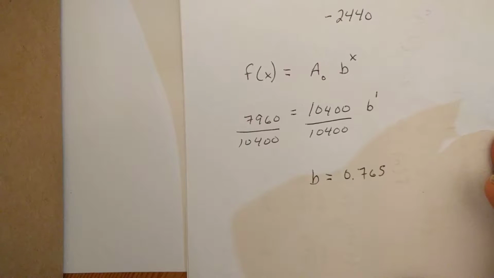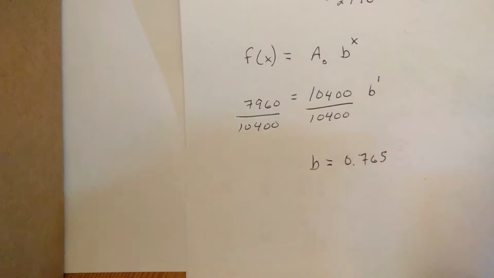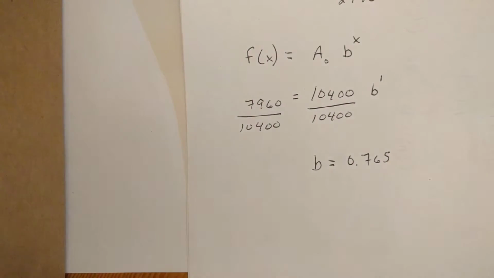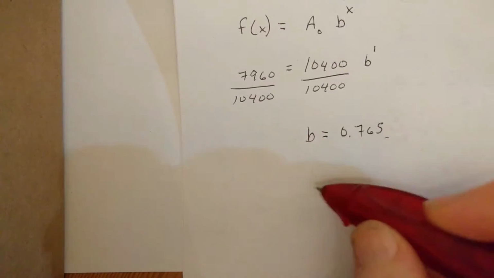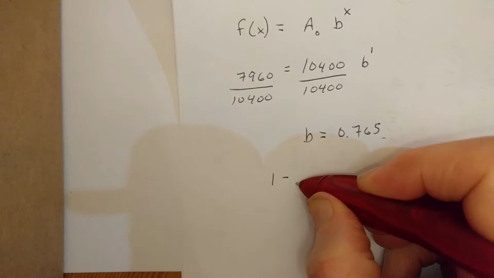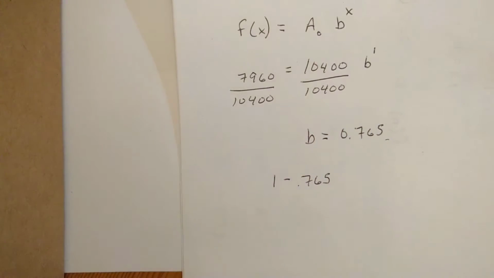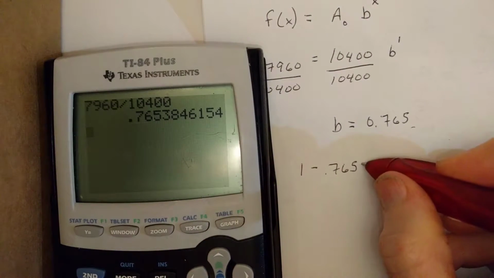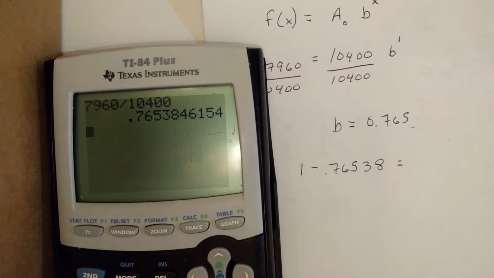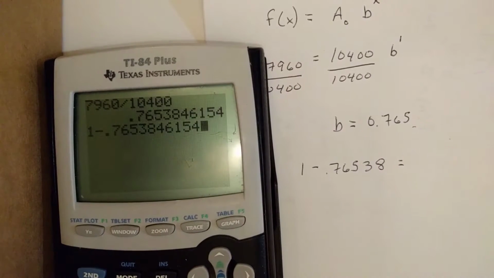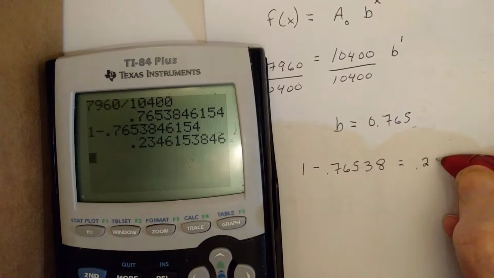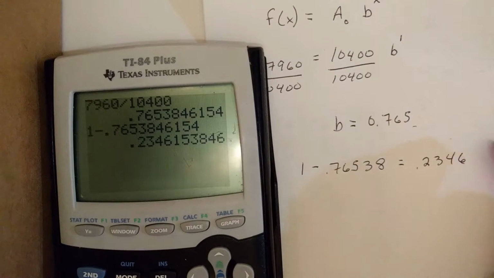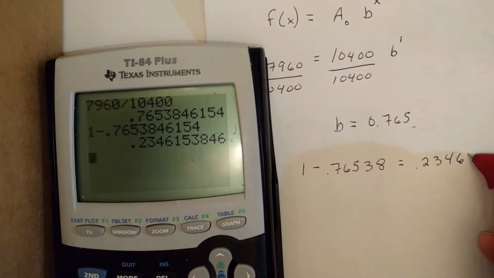Now it asks for what is its percent decrease per decade. Round it to 2 decimal places. So this is the decay rate. This is the decay factor. The decay rate, I take 1 minus 0.765, and actually it asks for 2 decimals, so I know I'm going to need more digits there. It says to round to at least 2 decimals.